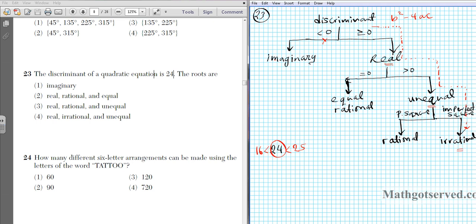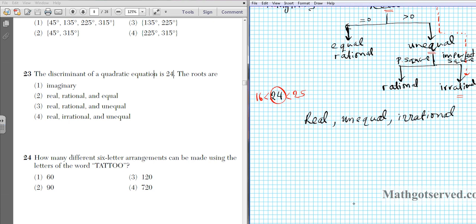Okay? So the roots are going to be real because it's greater than or equal to 0, unequal because it's not 0, and irrational because 24 is not a perfect square. So that's basically how you go down the branches to classify irrational numbers. Had it been 144, for example, guess what? We'll take the left branch to rational because it's a perfect square. Okay? So there you have it.